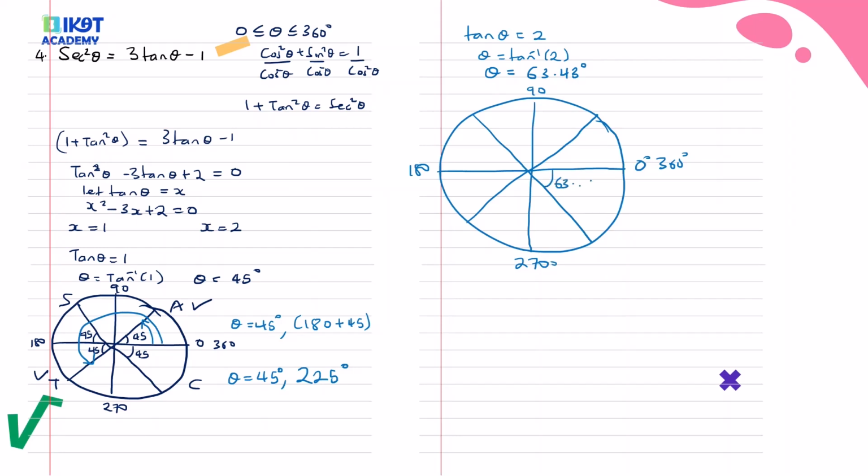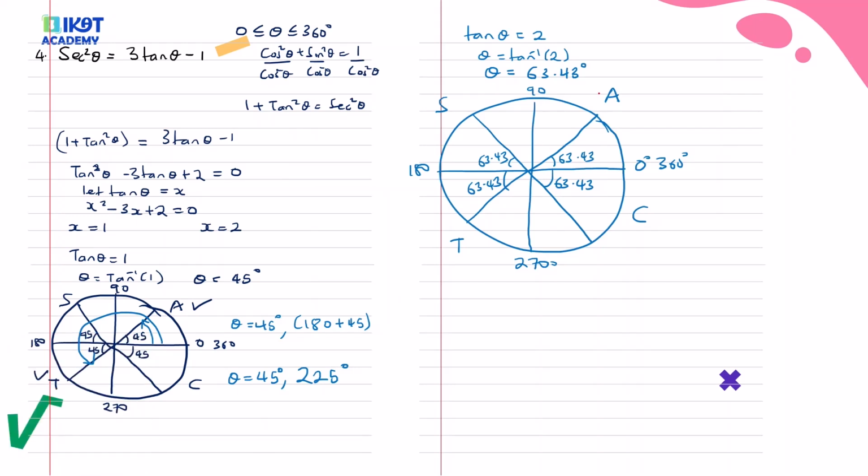This is 63.43, 63.43, 63.43, 63.43. All students take coffee.